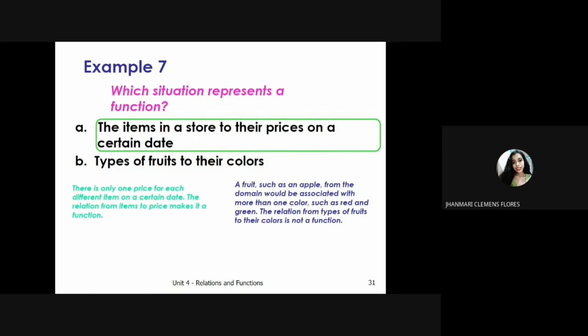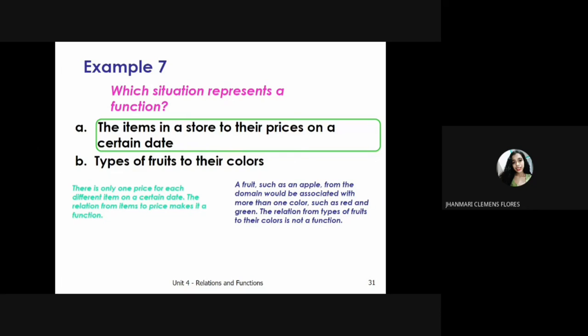Okay, the right answer is the items in the store to their prices on a certain date. Why? There's only one price for each different item on a certain date. The relation from the items to their price is a function. Okay, the types of fruit, such as an apple.